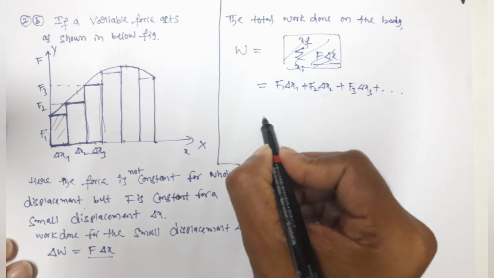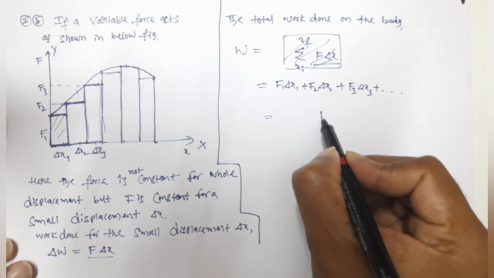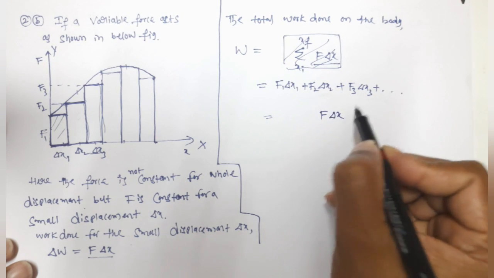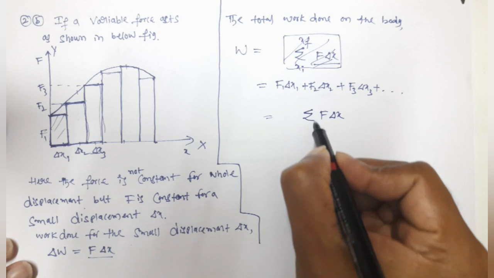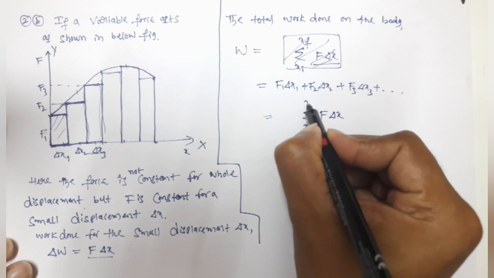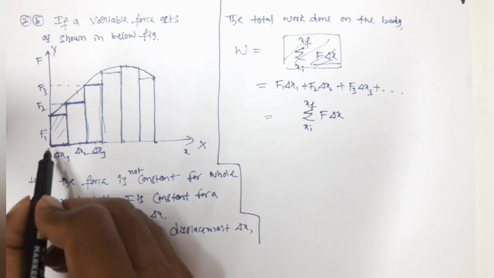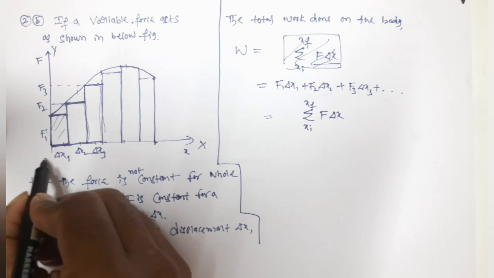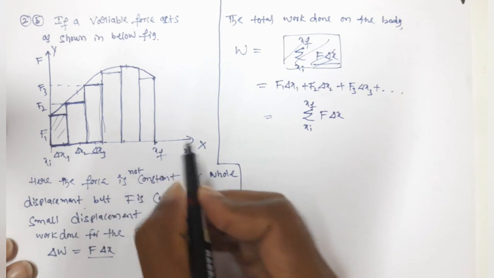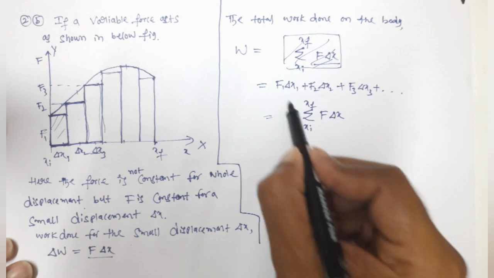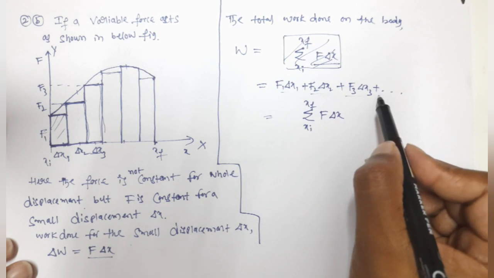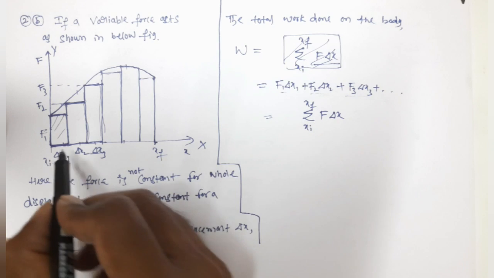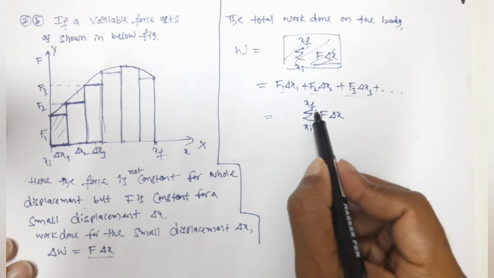So instead of doing this one, here you can write simply f into delta x, summation over xi to xf. That means if this is the initial value xi and this is the final value xf, we need to add all these things from which value to which value. So the initial x value must start at xi and it should end at xf. That's what we are adding.